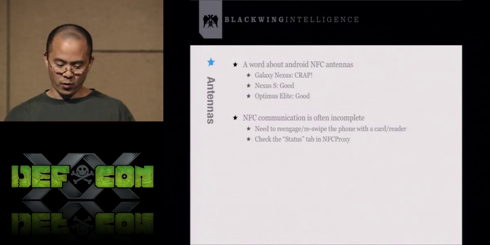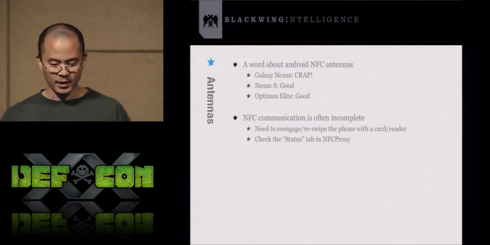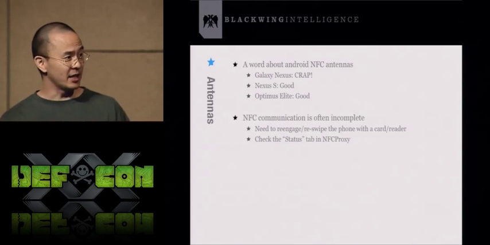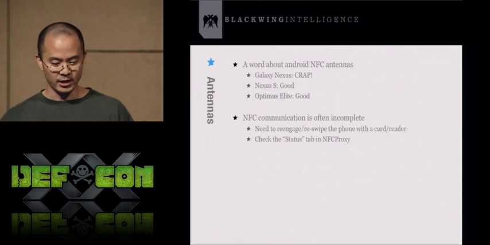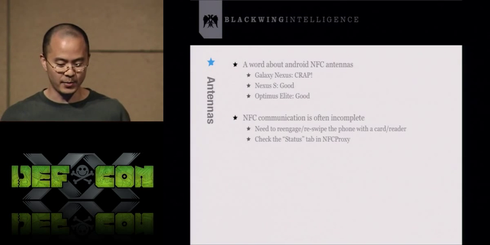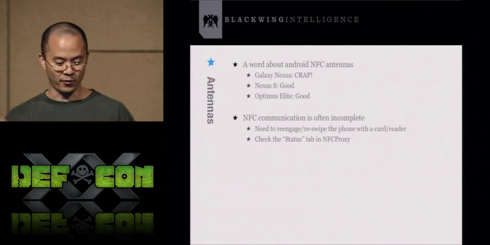Just a word about NFC antennas before moving on. The different phones respond differently, and they'll read NFC tags differently. The antenna on the Galaxy Nexus is just pure shit. It takes 5 to 10 minutes for me to get it to read a credit card, depending on the credit card type as well. So I would not recommend the Galaxy Nexus for this tool.